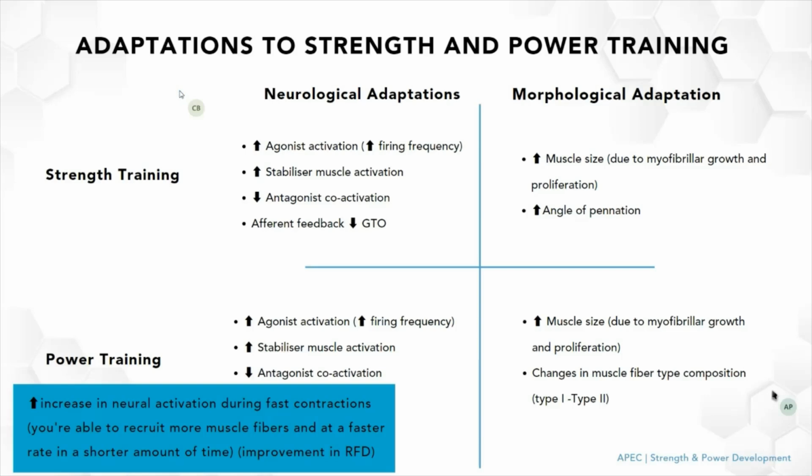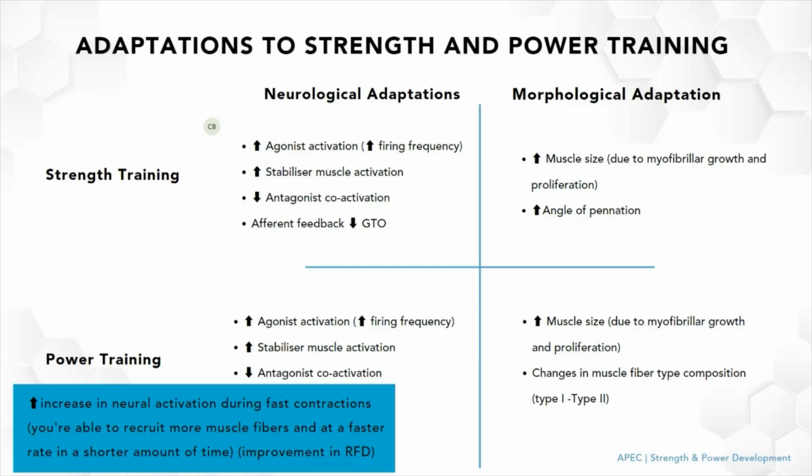So generally what you find with strength training is the first 10 to 12 weeks are going to be mainly neurological adaptations, and then it's only after several weeks of training that you'll begin to see some morphological adaptations. So looking at some of the changes we see following strength training, there will be an increase in agonist activation, and this is mainly due to firing frequency.